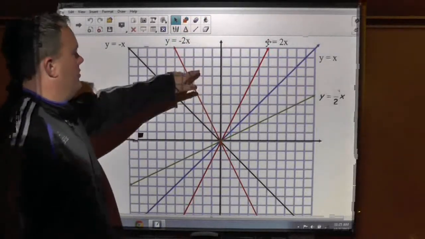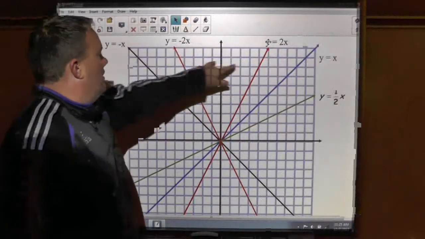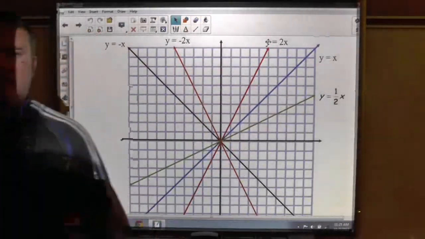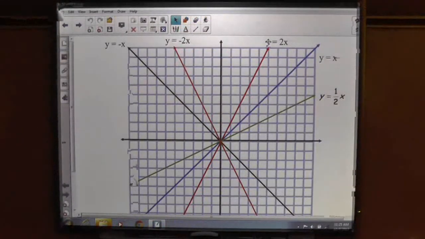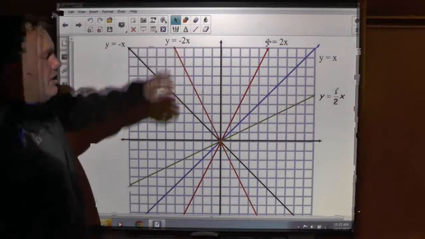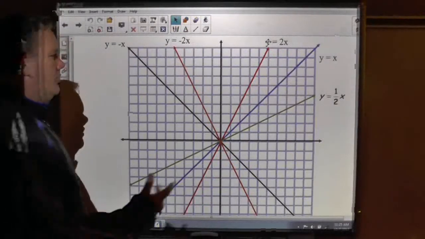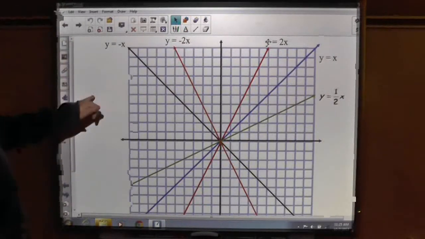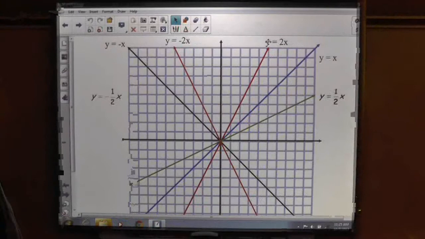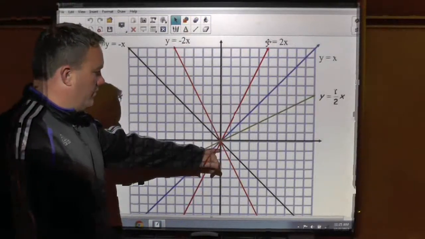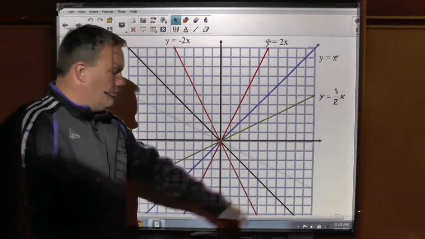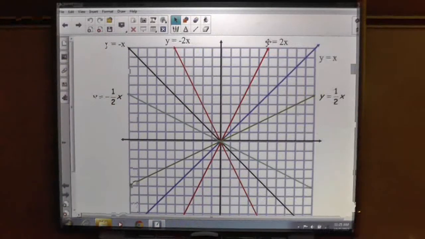If you compare that to y is equal to 2x, these have the same steepness. Right? They're both definitely steeper than the parent function. It's just this one goes in a different direction. And if we talk about a flatter line, let's talk about y is equal to negative 1/2 x. Well, just like the 1/2, except now we're going to go down 1 to the right 2. Down 1 to the right 2. So that's very important to remember.